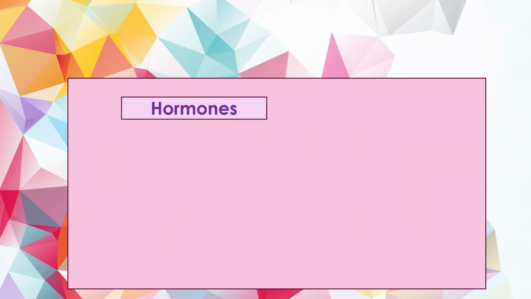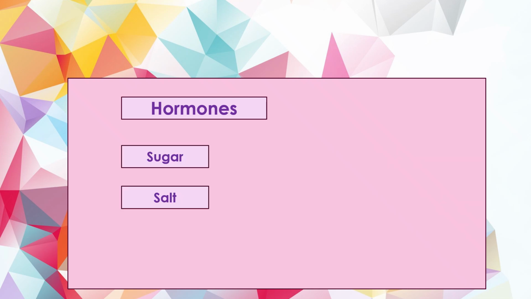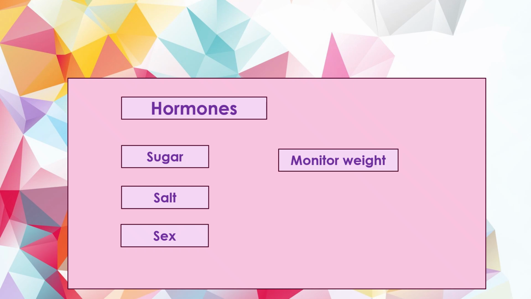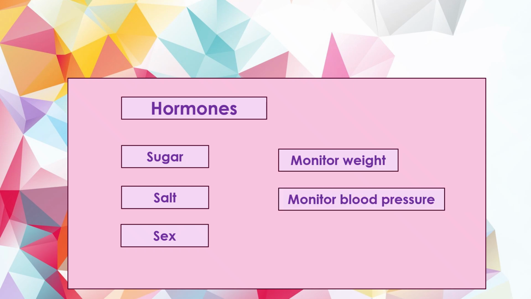Here's some helpful reminders of the hormones secreted by the adrenal cortex: sugar, glucocorticoids, salt, which is actually aldosterone, the mineralocorticoid we're talking about today, and sex hormones or androgens. Monitor their weight, monitor their blood pressure, and definitely monitor their white blood cell count.